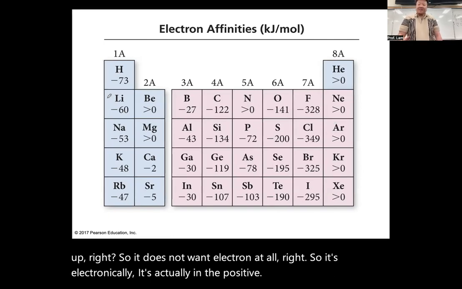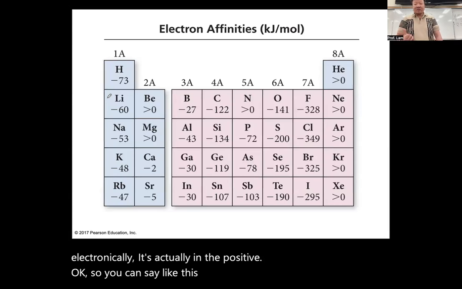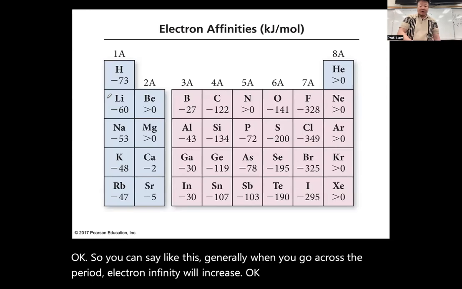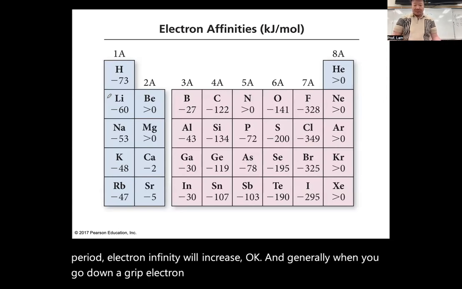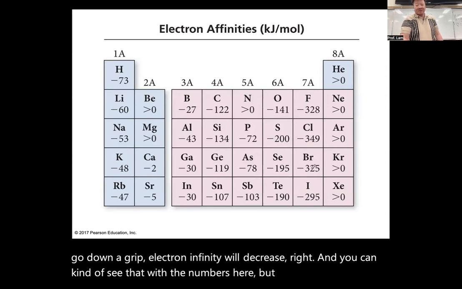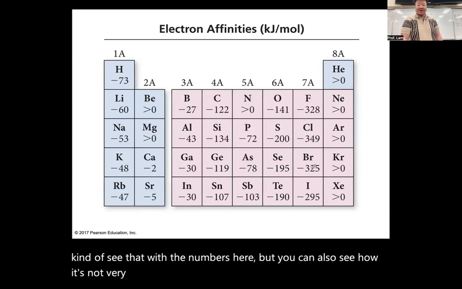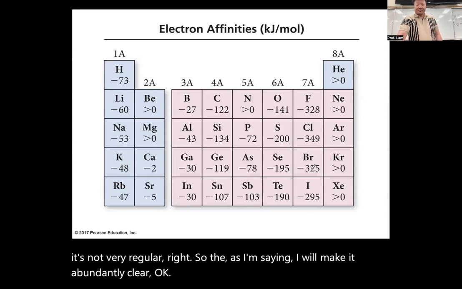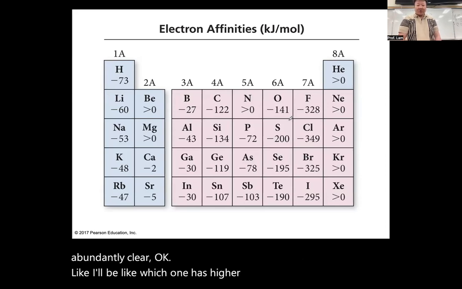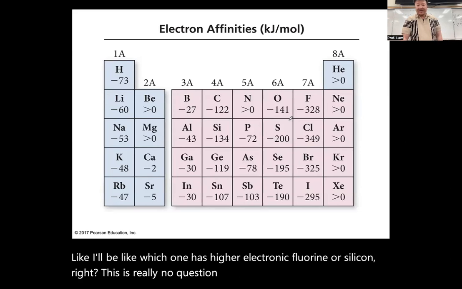Okay, so you can say it like this. Generally, when you go across the period, electron affinity will increase, okay? And generally, when you go down a group, electron affinity will decrease, right? You can kind of see that with the numbers here, but you can also see how it's not very regular. So as I'm saying, I will make it abundantly clear. Like I'll ask which one has higher electron affinity, fluorine or silicon? There's really no question there. Fluorine is going to have a higher electron affinity.